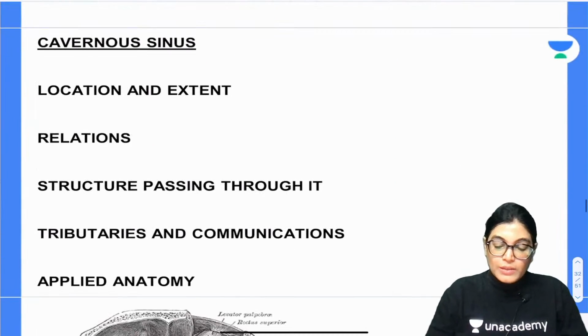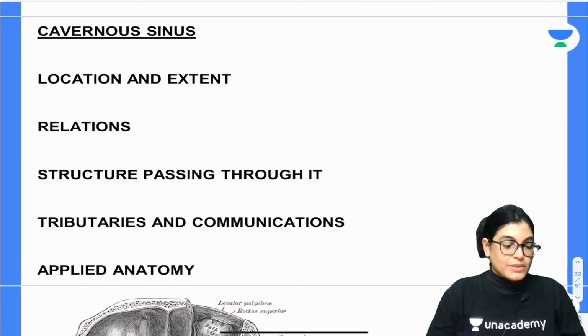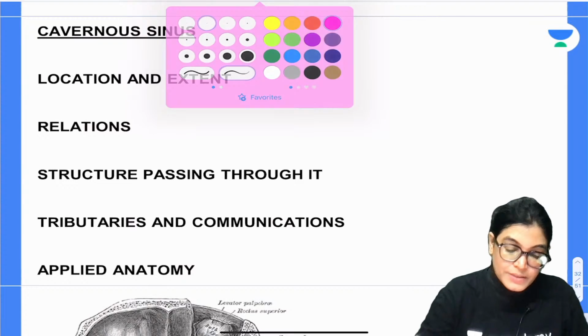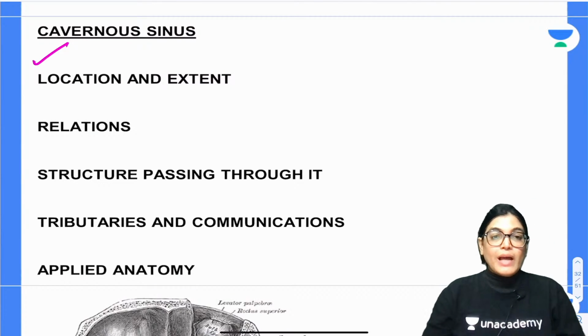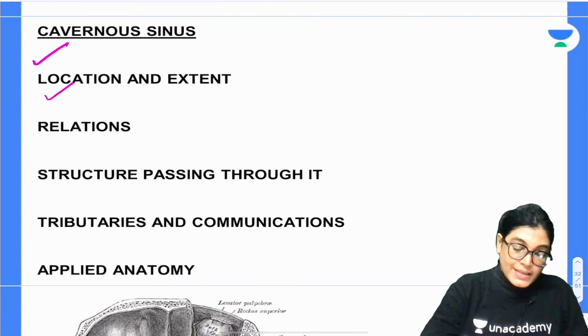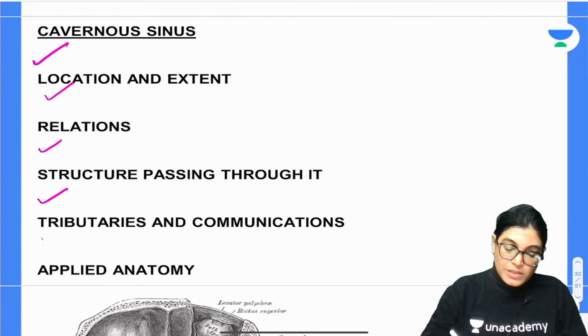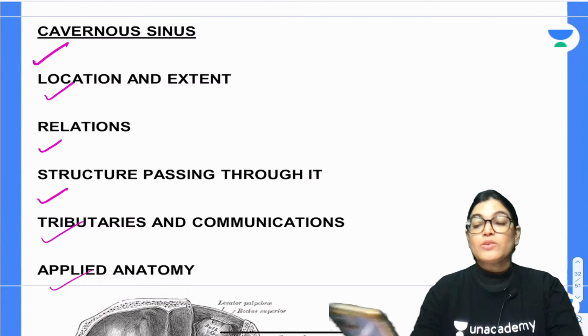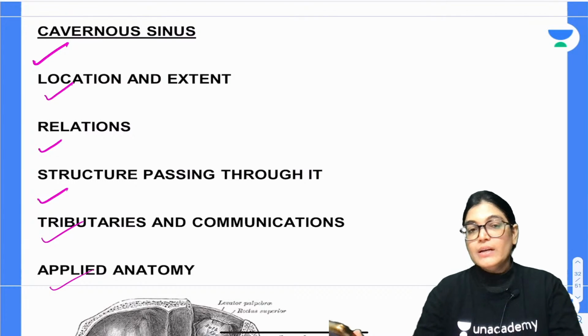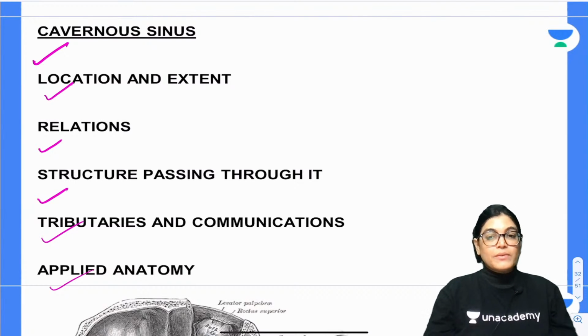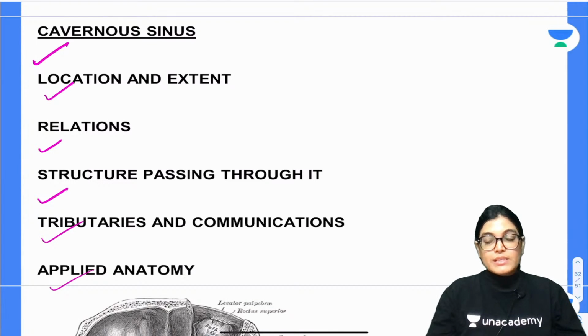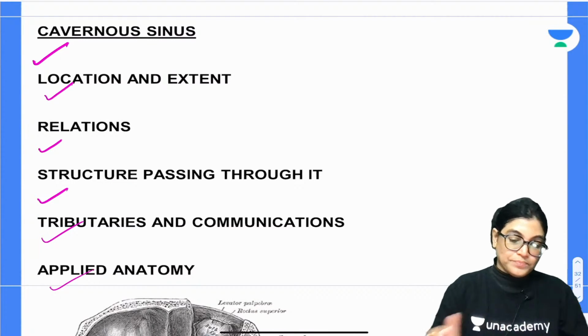Next, what I want to discuss is the cavernous sinus, one of the dural venous sinuses, which is very important for your MCQ sessions and your NEET PG examination. I would like to tell you about its location and extent, its relations, structures passing through it, tributaries, and applied aspects or clinical anatomy related to the topic. So this is how we will cover the topic of the cavernous sinus.